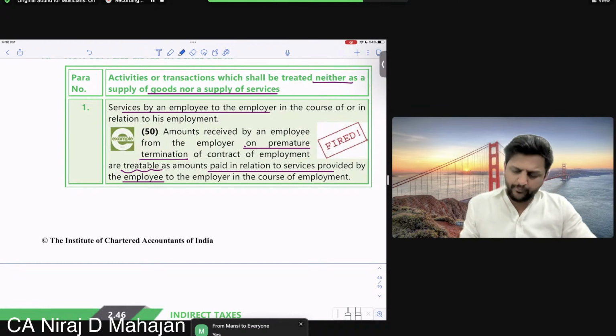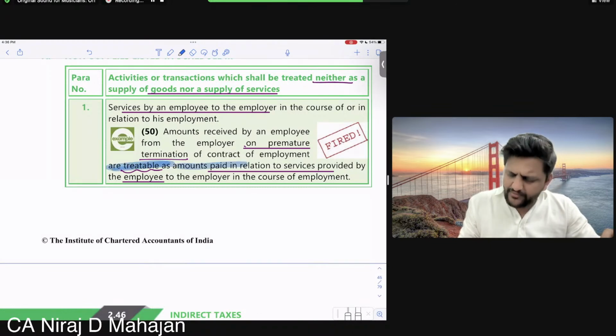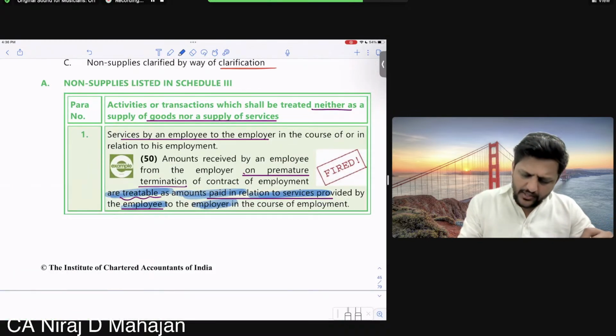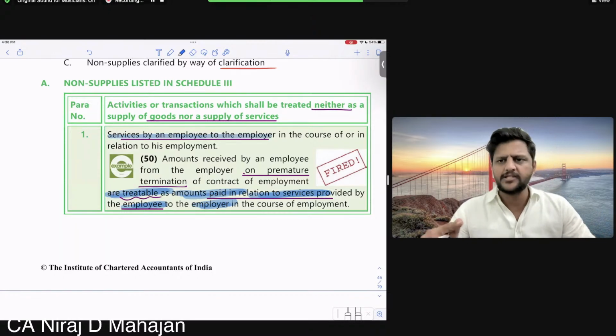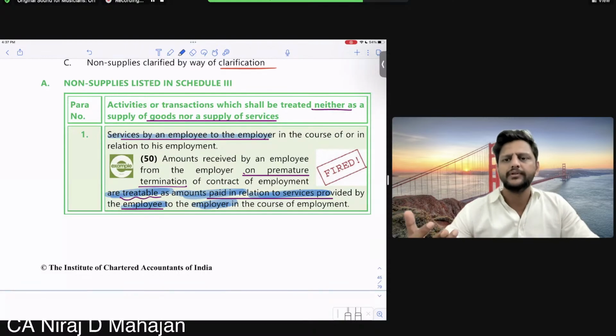Check. Pay attention, bacho. Amount received by employee from premature termination by the employer. They are treatable as amounts received in relation to services provided by employee to employer. Look at the heading here. Services by employee to employer in the course of employment is part of Schedule 3. And Schedule 3 means what, bacho? Negative list. Nitin, Khushbu. Understood?